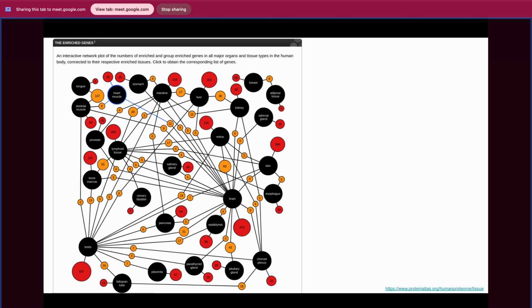And then if you further scroll down on the same tissue section, you will find that they provide the network of the enriched genes. In this, for each tissue, they have provided the list of enriched genes.